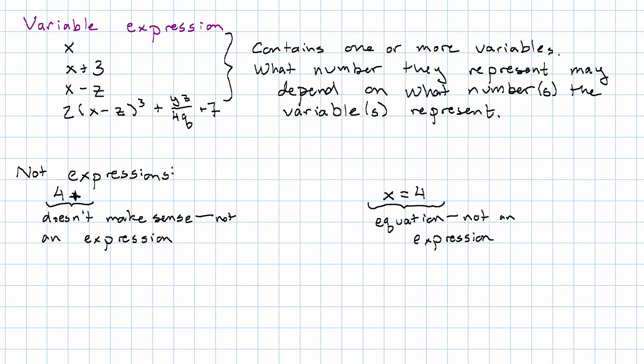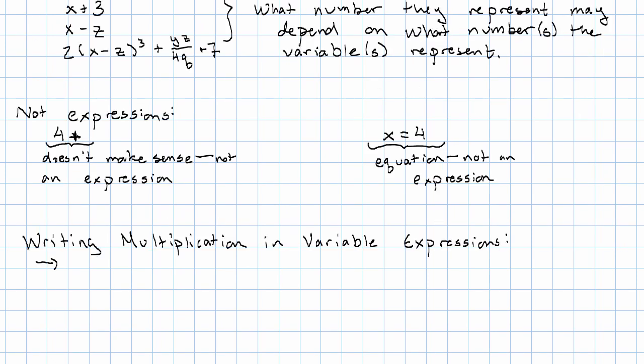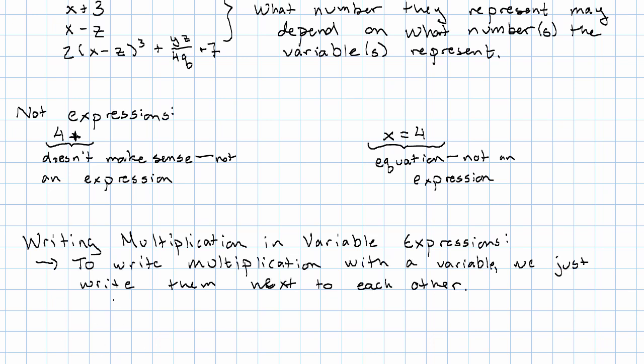There are two other things that you want to be aware of in the way that we write variable expressions. And both of those have to do with the way we write multiplication. First, if we want to write a number multiplied by a variable, or two variables multiplied together, we don't need a symbol. We just write them next to each other. So we could write 3x to mean 3 multiplied by x, AB to mean A multiplied by B.